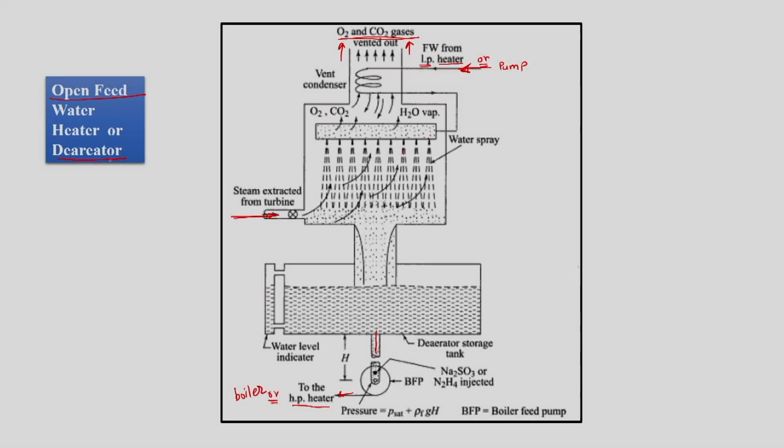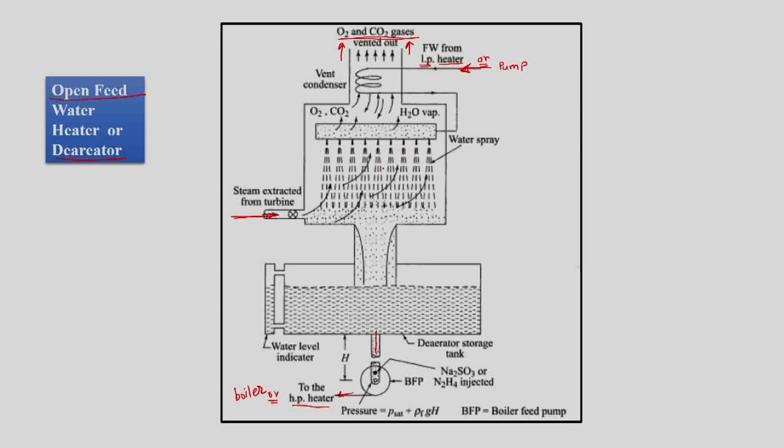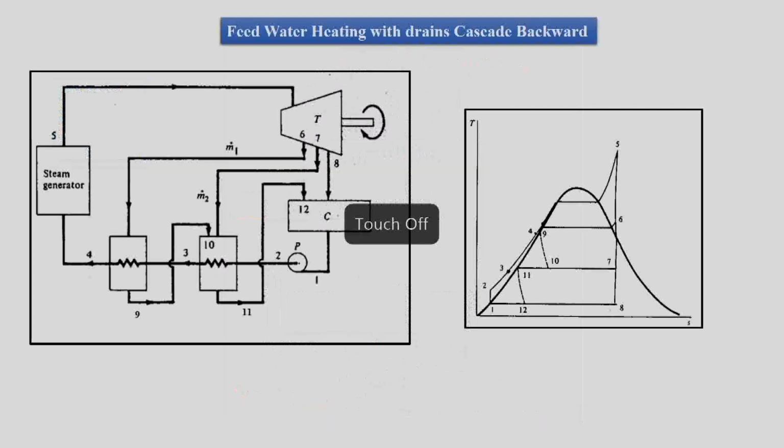So, open feed water heater or direct contact type of feed water heater, where steam and water are directly touching each other. So, there are three names for this feed water heater. One name is open feed water heater, second name is deaerator, and third name is direct contact type feed water heater. Now, going back, we can see that in case of closed feed water heater, there are two types, as we had seen earlier.